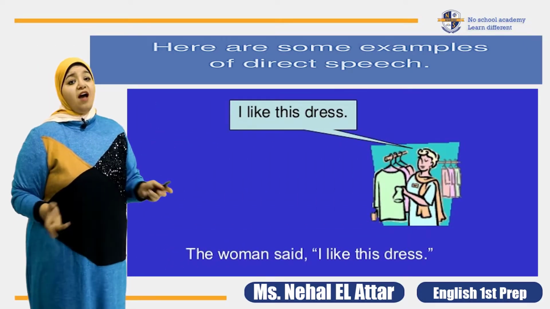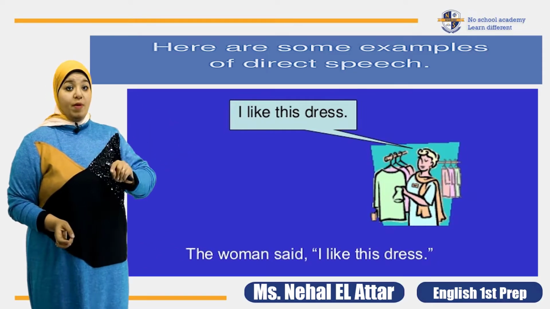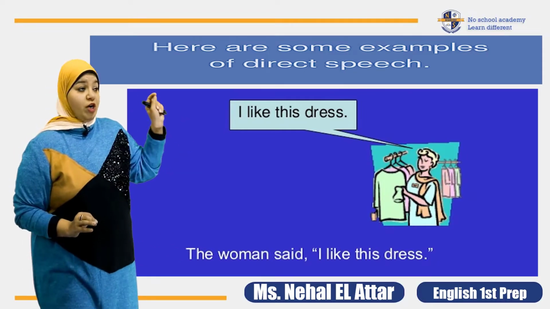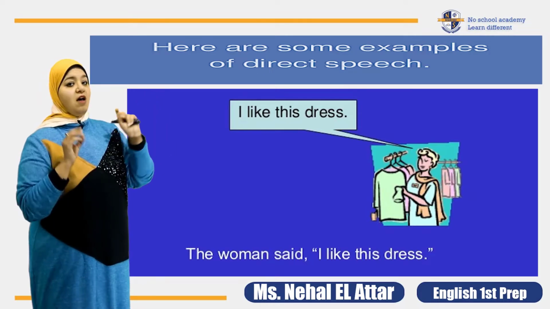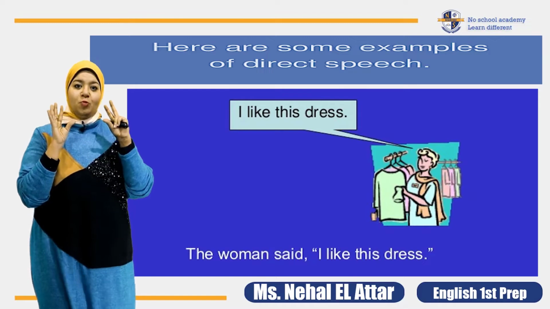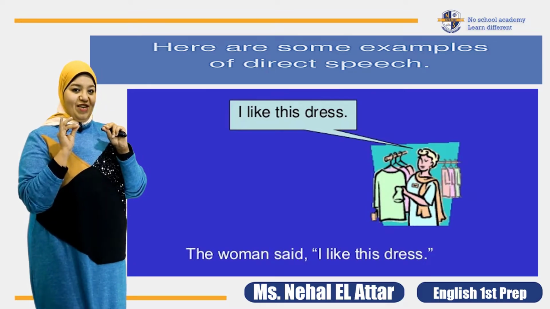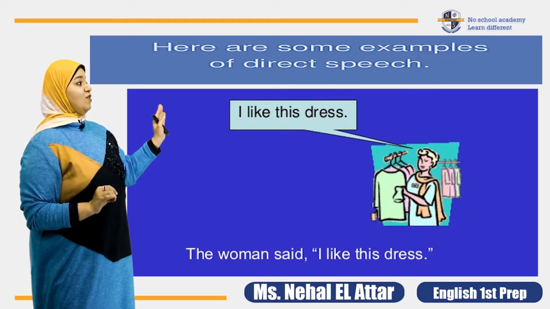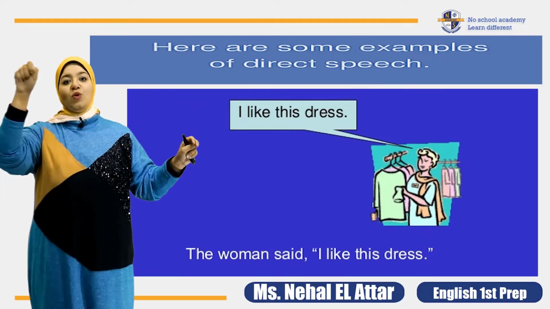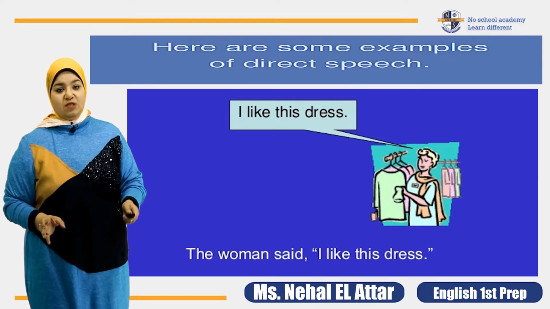This woman said, I like this dress. So we can say she said, comma, notice the punctuation marks, comma, speech marks. I imagine the speech marks as the lips, okay? The lips open for someone to talk and close after finishing talking. You can imagine this also. So I like this dress, close the quotation marks and put a full stop. So this is the direct speech.